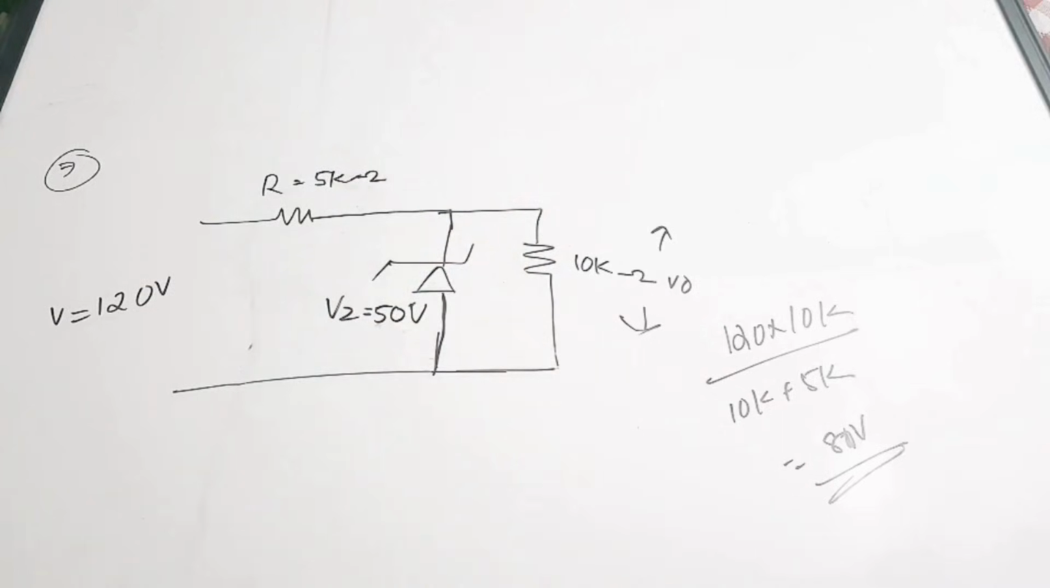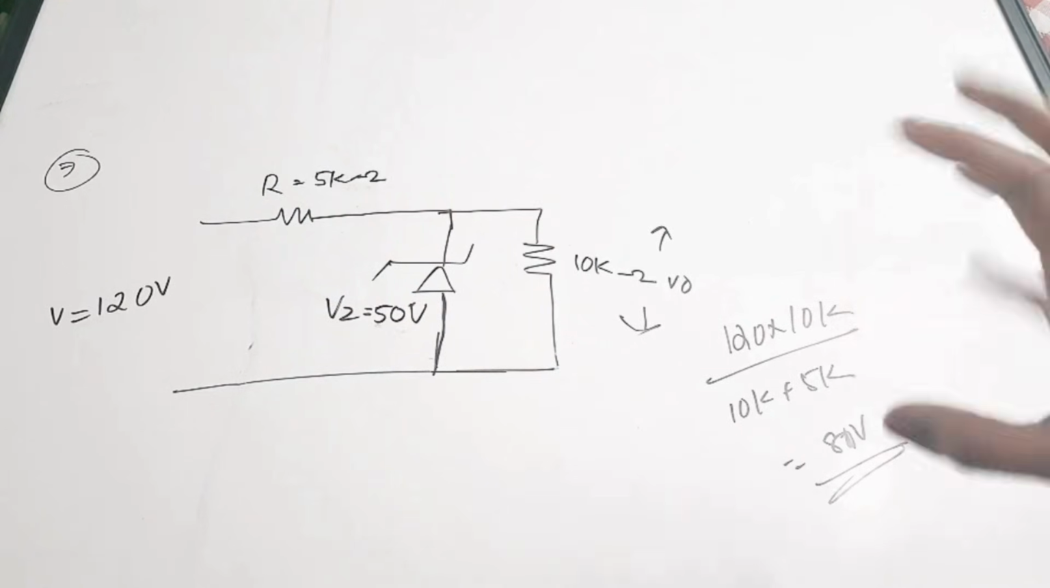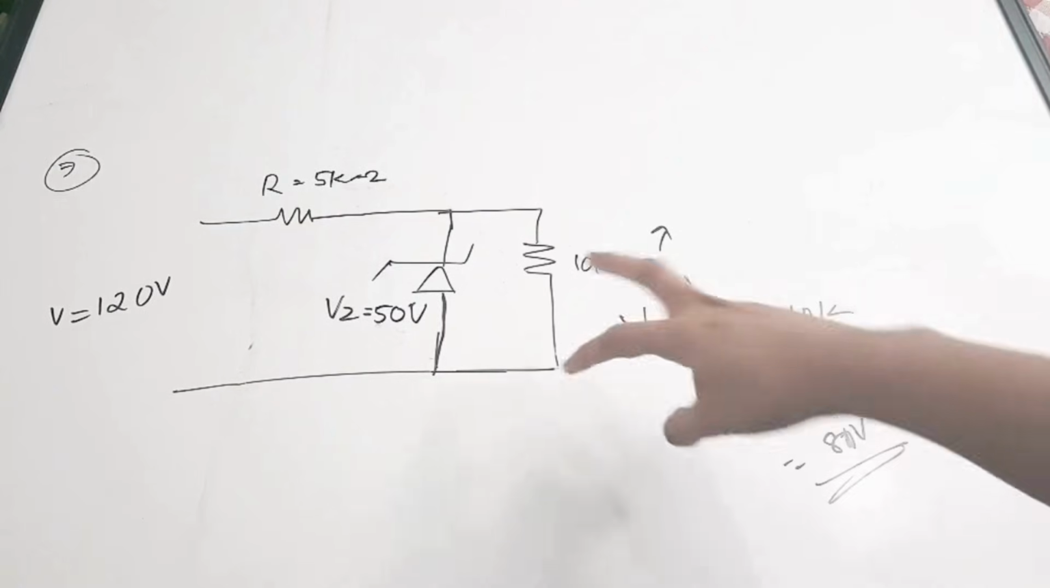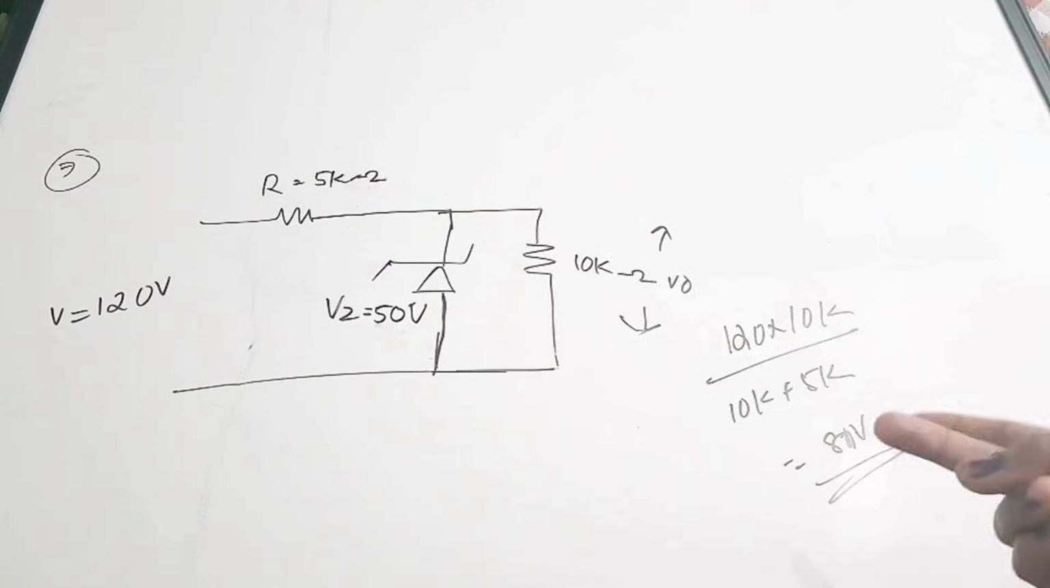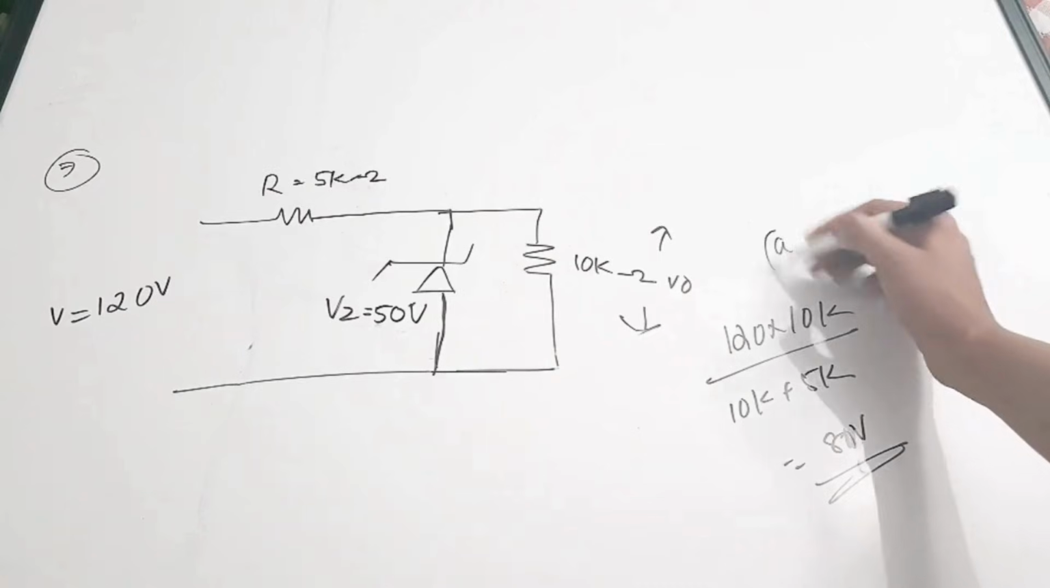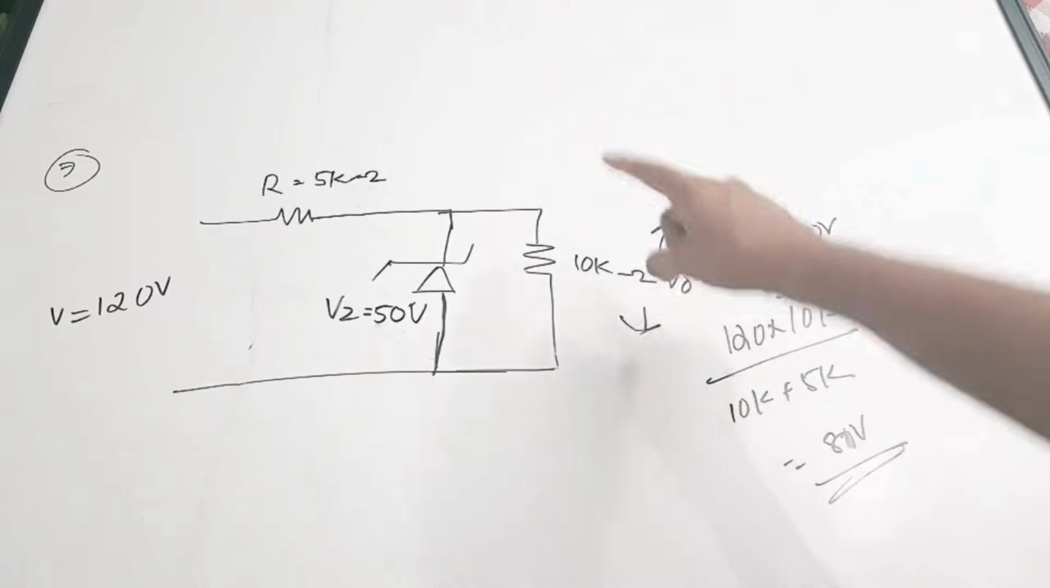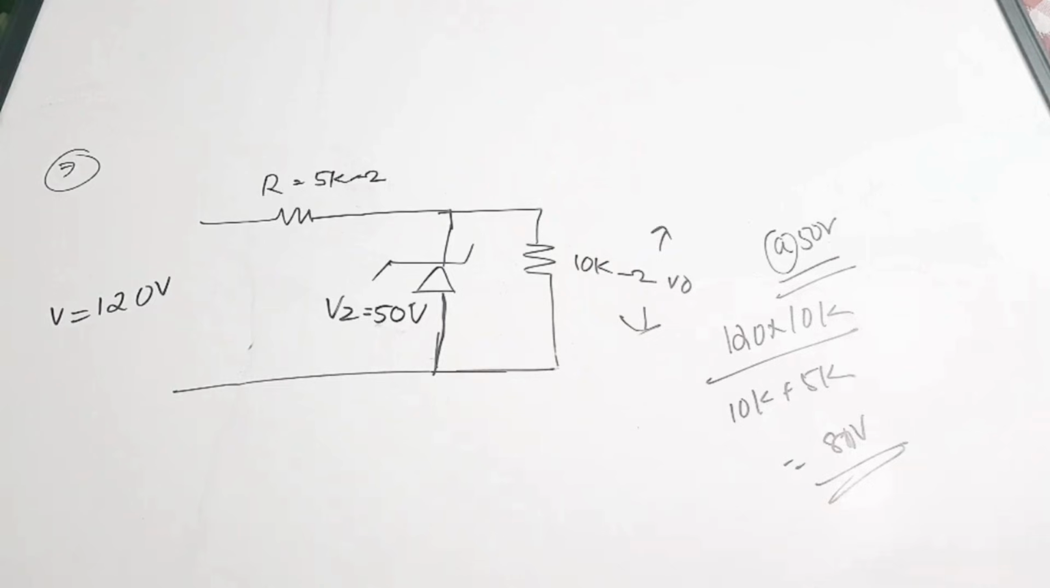So first we have to check whether the Zener diode is getting sufficient voltage to undergo breakdown or not. For that we apply the voltage division and find the voltage coming across these terminals. There is 80 volt coming, which is sufficient. So the Zener will undergo breakdown, and hence the voltage across the 10K will get stabilized to 50 volt. So the correct answer is A. 50 volt is the voltage across this load resistance. So this is a voltage stabilizer circuit, and the Zener diode is acting as a voltage stabilizing element.